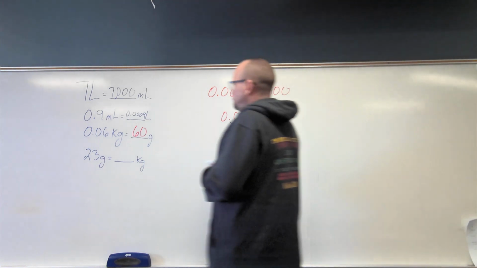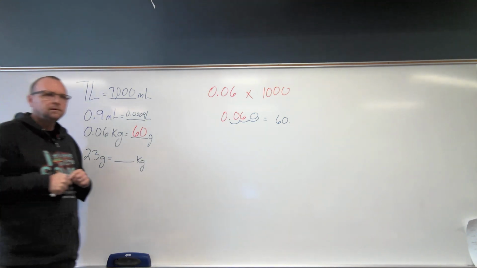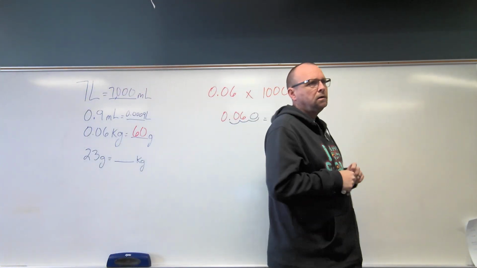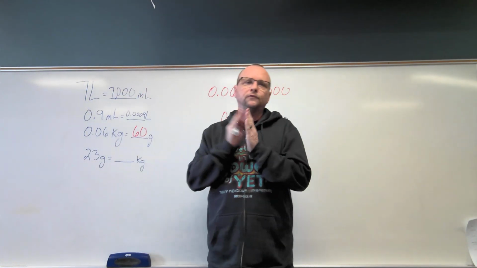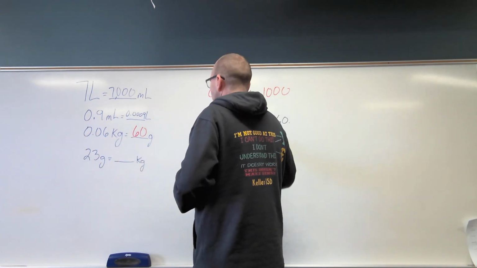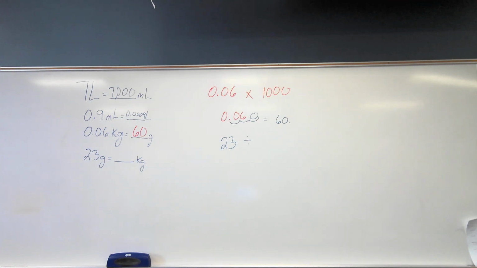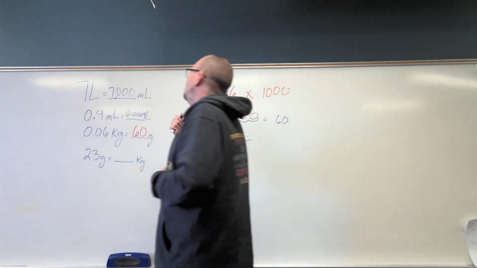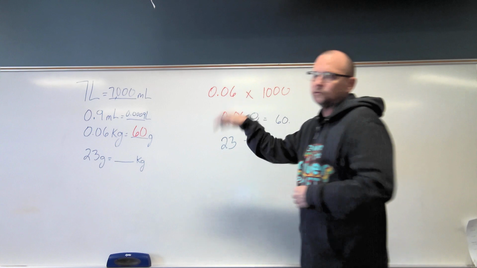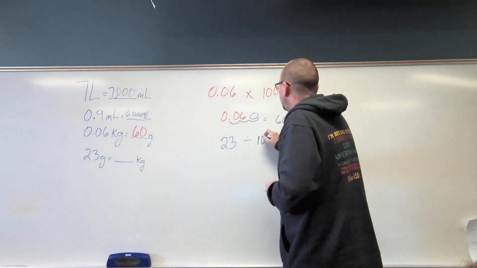We have 23 grams to kilograms. Grams and kilograms, which is bigger? Kilograms are bigger, so we're going from smaller to bigger. So we have 23, and we're going to divide. And how many grams in 1 kilogram? 1,000. Which means we're going to divide by 1,000.